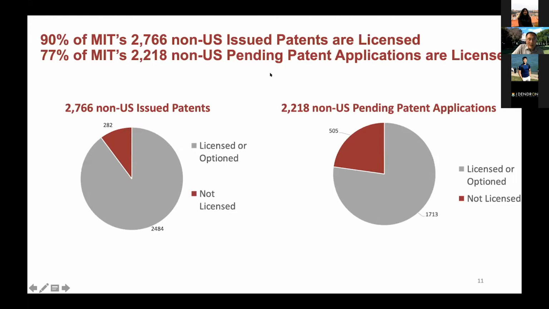Actually, the answer is that most of MIT's non-US, that means foreign, patent applications are already sponsored by the potential licensees. So almost every issued or pending patent, when MIT applies for foreign patents, that means non-US patents, was already licensed or already committed to be licensed. So that's why the percentage is very high.